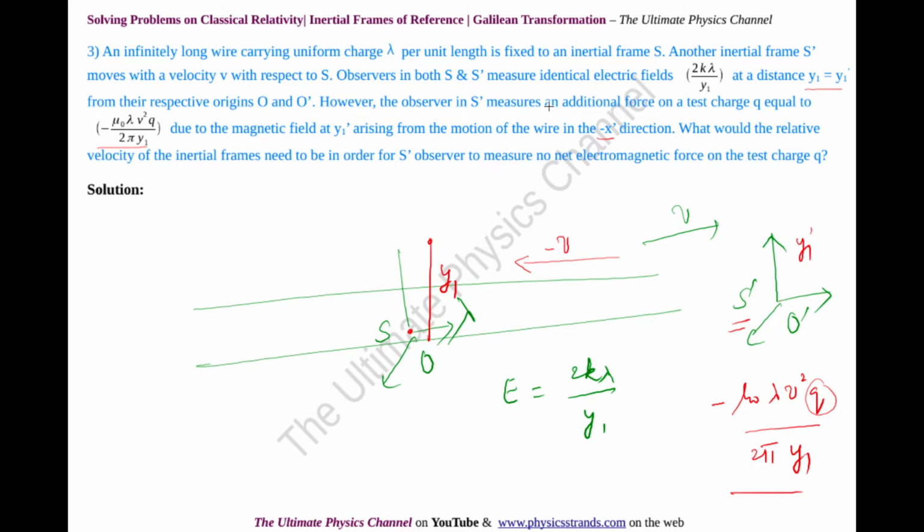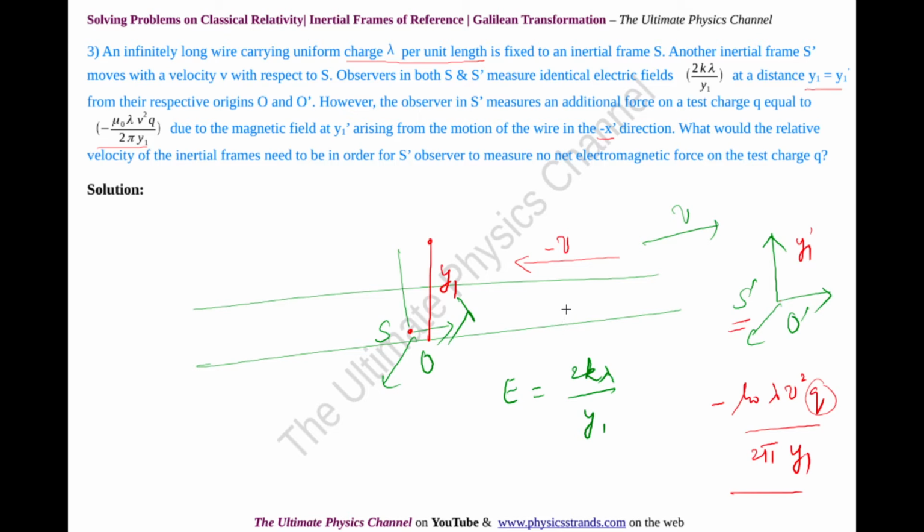Lambda is the given charge per unit length, or linear charge density. V is the velocity with which S prime is moving with respect to the S frame of reference. Q is the test charge that is used to measure this electric field. And distance y1 is from the origin to the particular point where the test charge is kept and the electric field is measured, where additionally now, because of the apparent motion of S with respect to S prime, a magnetic field is also generated and therefore a magnetic force is felt by the test charge.